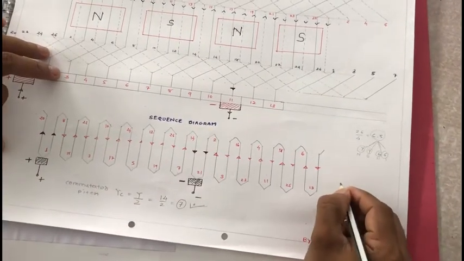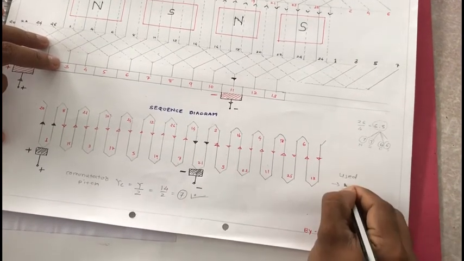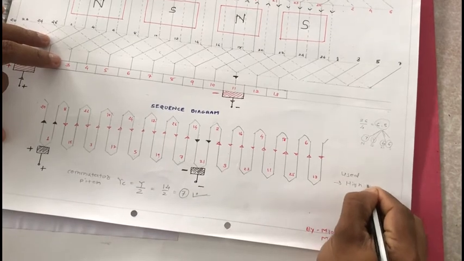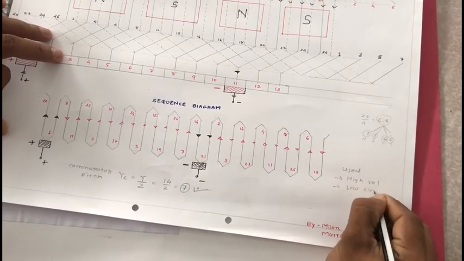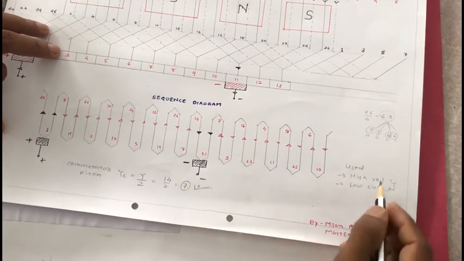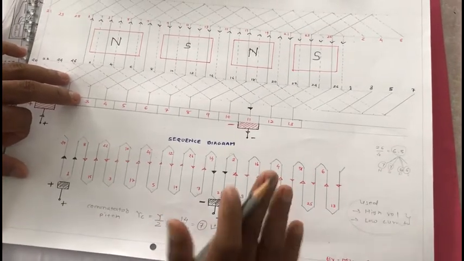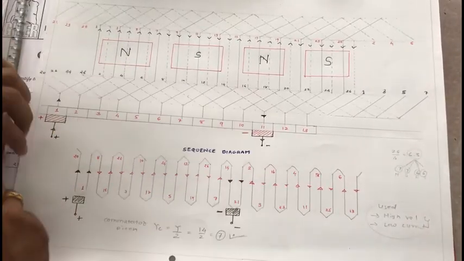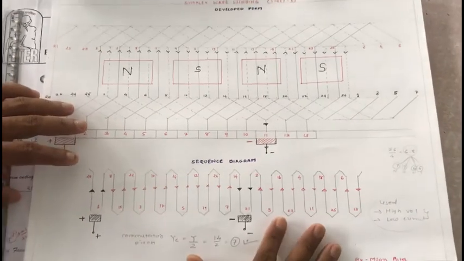This winding is used for high voltage and low current applications. High voltage, low current applications. Okay, so this is the drawing and this is the use of the winding. Thank you.